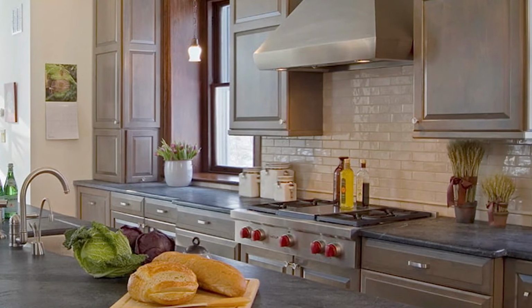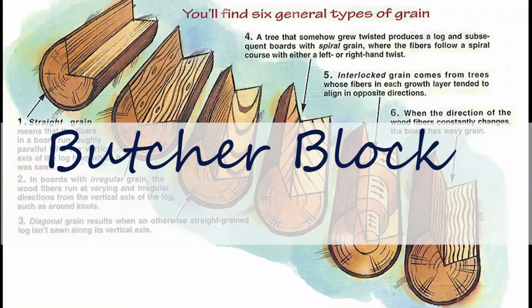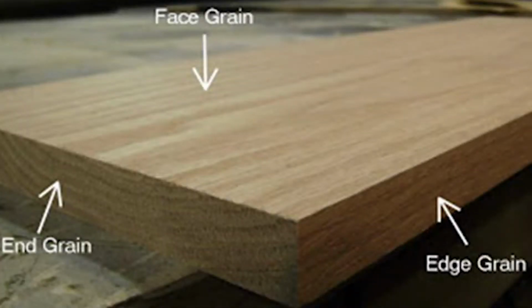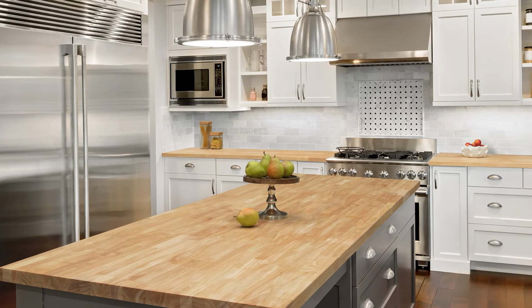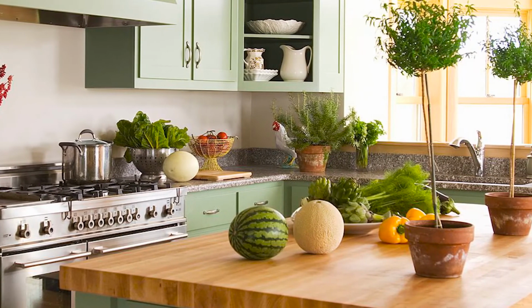The last natural material usually used in kitchen countertops is butcher block. It's a slab of wood. They make it by cutting the wood in different ways to show the face grain and edge grain, and they glue it back together to get the slab of wood. Depending on the cut, it's really beautiful, it has a really natural look, and it's a sustainable material.